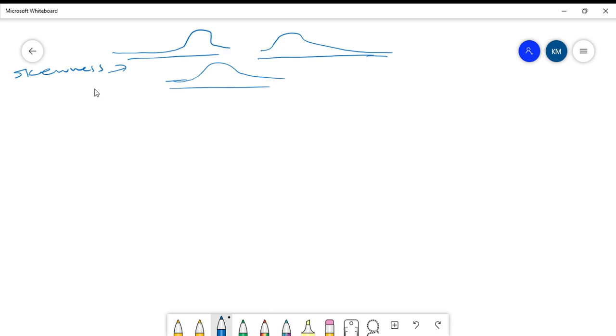So skewness will occur when this distribution deviates from the normal. This is the normal one, or the symmetrical one if you want. This one is skewed, which is negatively skewed, and this one is positively skewed. And we said you can find this out by comparing the size of the mean and the mode. So in this one, x bar will be less than the mode, and the median will be somewhere in between. For this one, x bar will be greater than the mode.